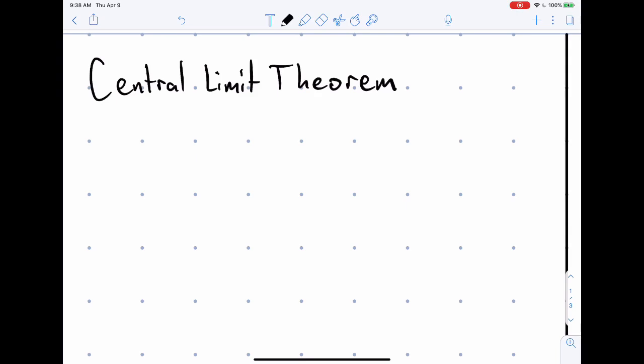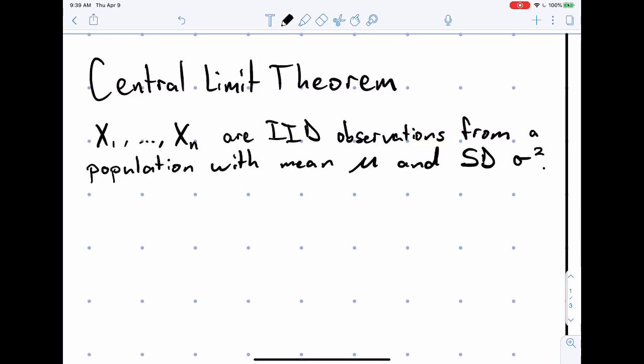All right, so let's make it more precise. We have a bunch of data points, x1, x2, all the way up to xn, and they're independent and identically distributed observations from some population. It doesn't matter what kind of population. It just needs to have a mean mu and a variance sigma squared. So mean and standard deviation must exist and be finite, which, by the way, is not always the case.